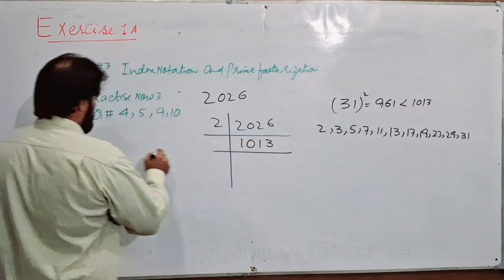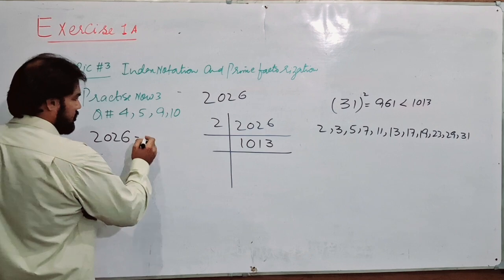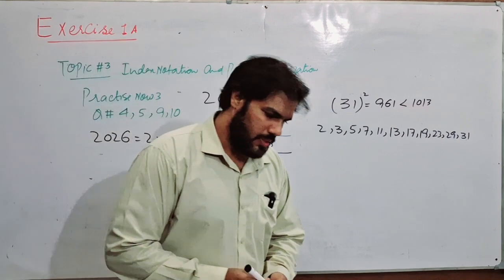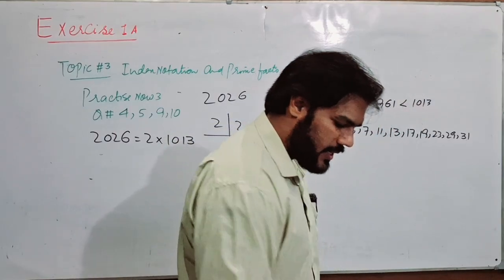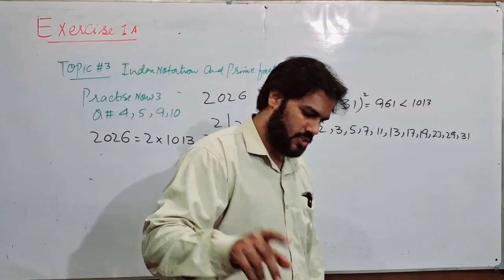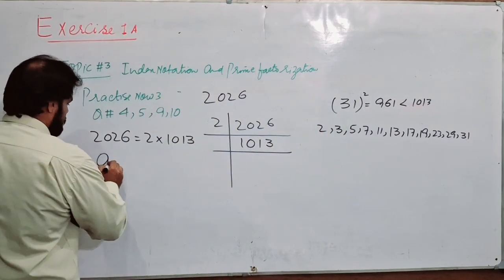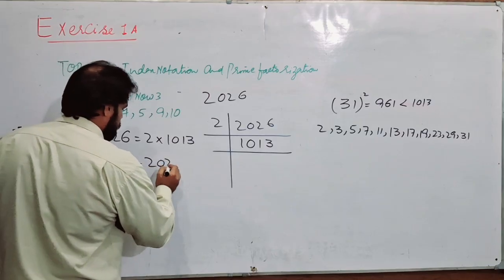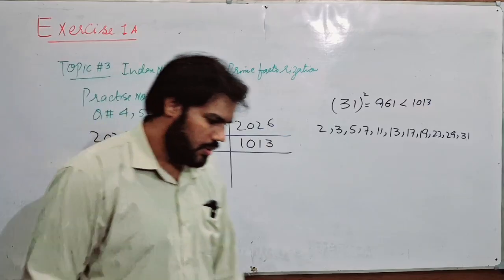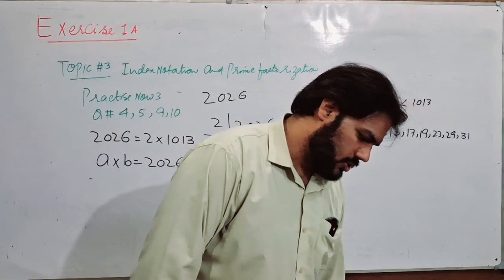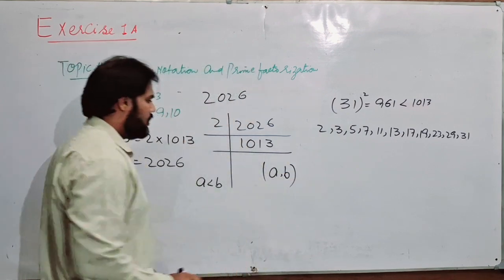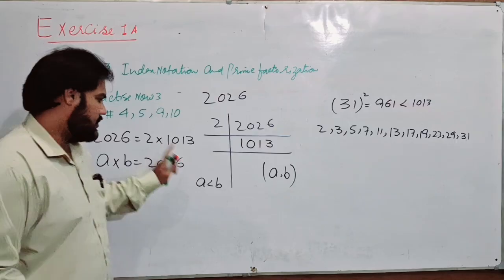So the prime factorization of 2026 is 2 into 1013. What is its B part? Second part, sorry. Given that A and B are whole numbers such that A is less than B and A cross B is 2026. Write down all the possible pairs AB that satisfy this product, but A should be less than B.